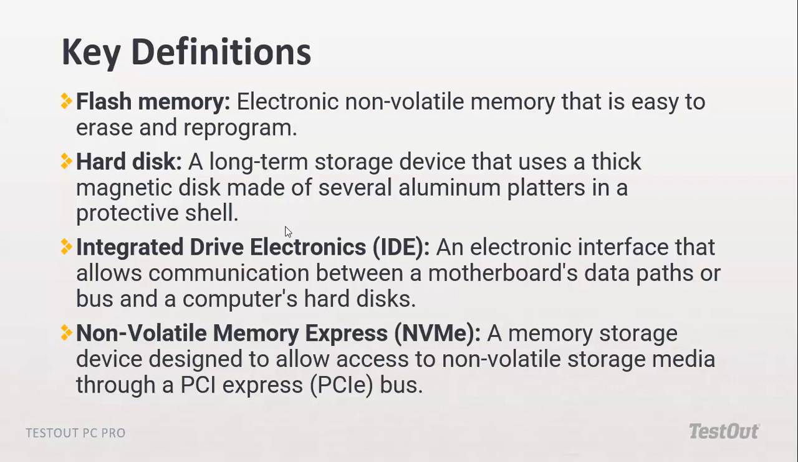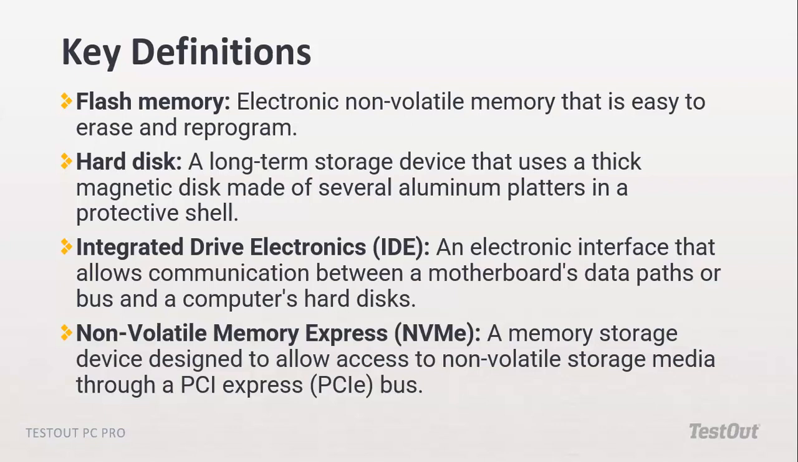Okay, wait a minute. Just before you read the third one, let me first explain the first two. The flash memory is an electronic non-volatile memory that is easy to erase and reprogram. Within non-volatile memories, we have several categories, such as EEPROM and PROM itself. They stand for electrically erasable programmable read-only memory and programmable read-only memory.